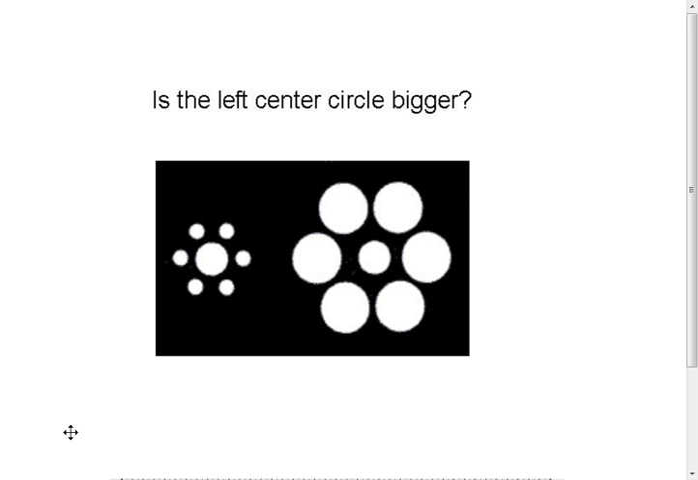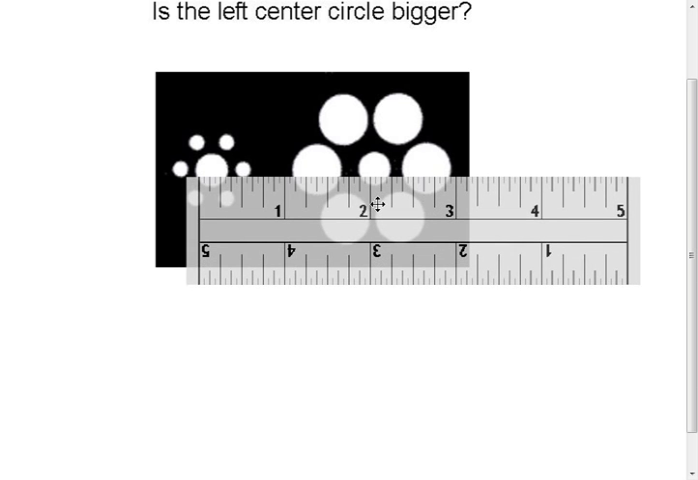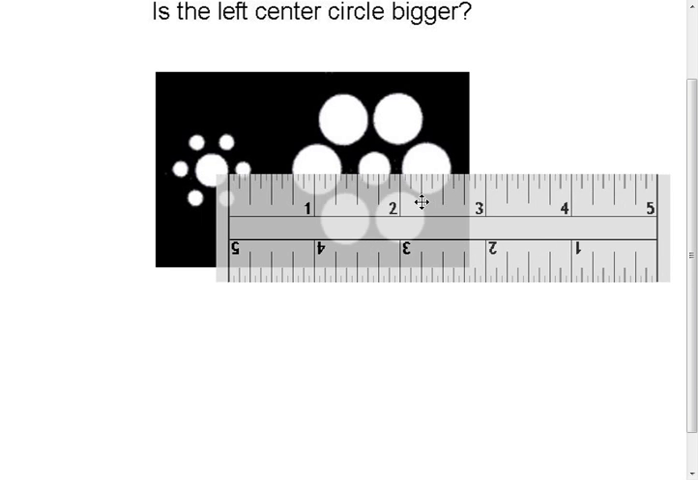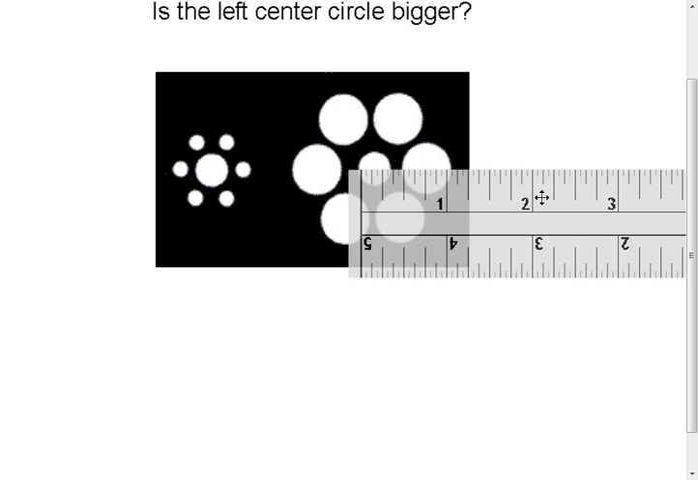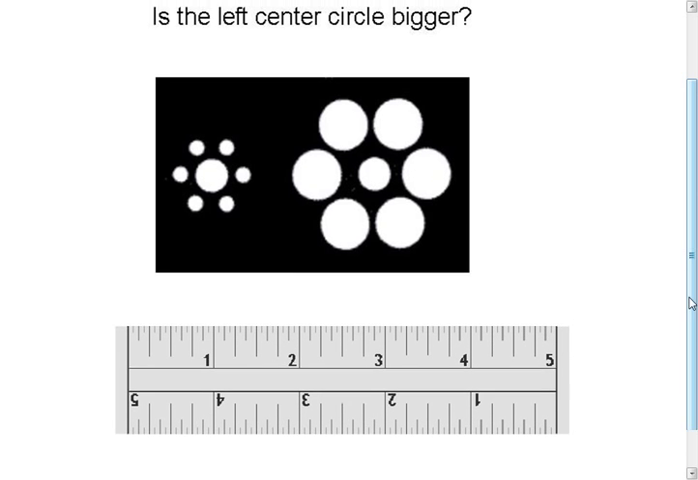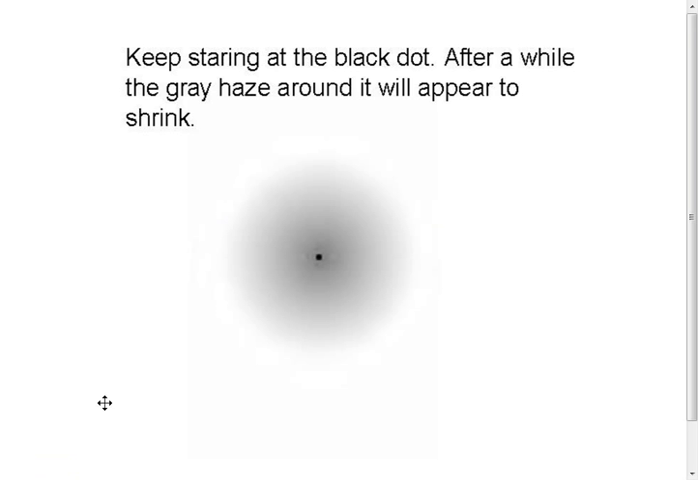In this one, I want you to just take a look at the two inner circles in the two diagrams and try to figure out which one's bigger. And when you actually look at this, you'll notice that the circle on the left is approximately 3/8 inches long, according to my ruler, and this one is approximately 3/8. So they're actually equal in size, even though they look like they're different.